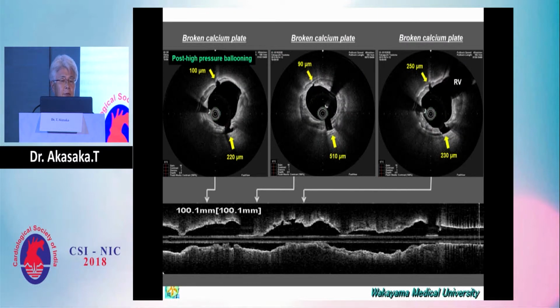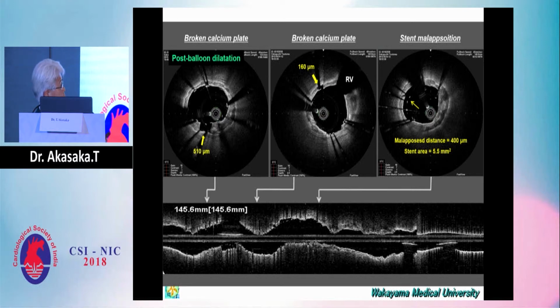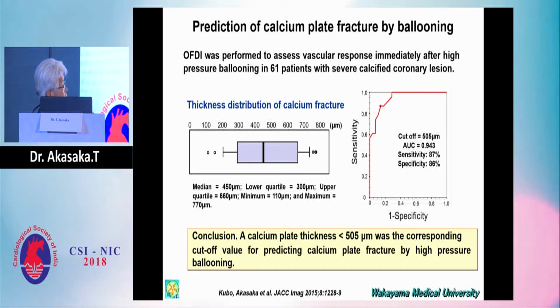And if the calcium thickness is less than 500 micron, you can make a calcium crack using higher pressure. And if you have the crack, you can get a bigger stent area, as shown in this slide, if you put a stent after higher pressure ballooning. It is very important to reduce in-stent restenosis. So the cutoff value for making a crack should be 500 micron based on this ROC analysis.